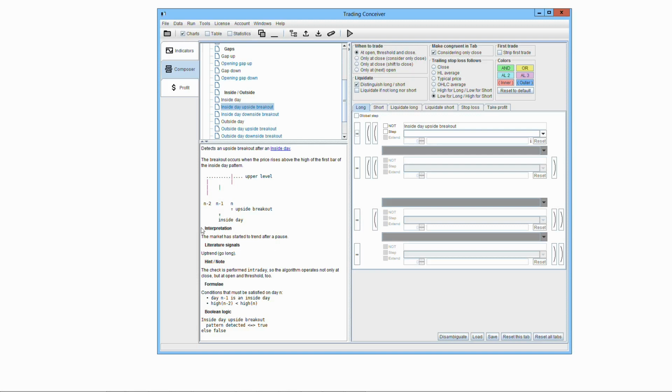In the interpretation paragraph you can find how to interpret the pattern according to the literature. The literature signals paragraph is what literature usually says about the phase of the market implied by the matched pattern, like uptrend, downtrend or congestion, and consequently the action to take, like go long, short, liquidate, hold.